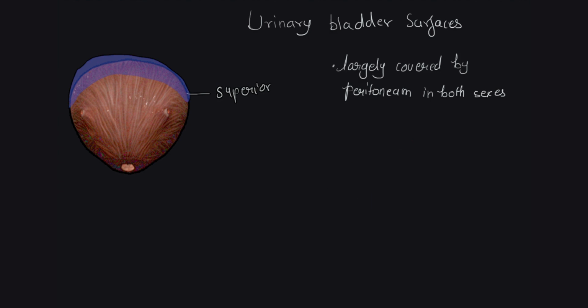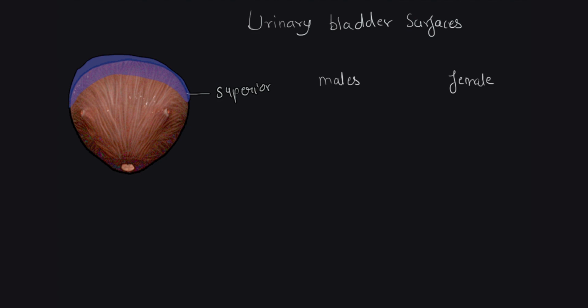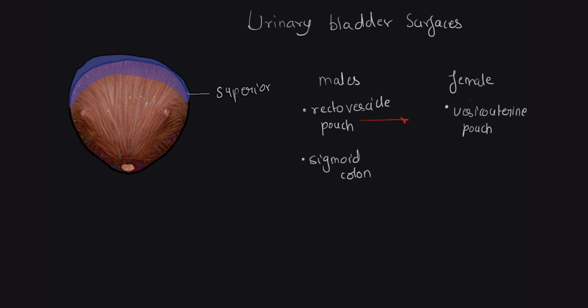So in males and females, there's a formation of two different recesses due to the extension of the peritoneum. For males, we have the rectovesical pouch, and the sigmoid colon is a relation, because the colon is an organ in itself. However, the rectovesical pouch is the structure created by the folding of the peritoneum. Then we have the corresponding structure for the female, the vesicouterine pouch, created by the peritoneum.